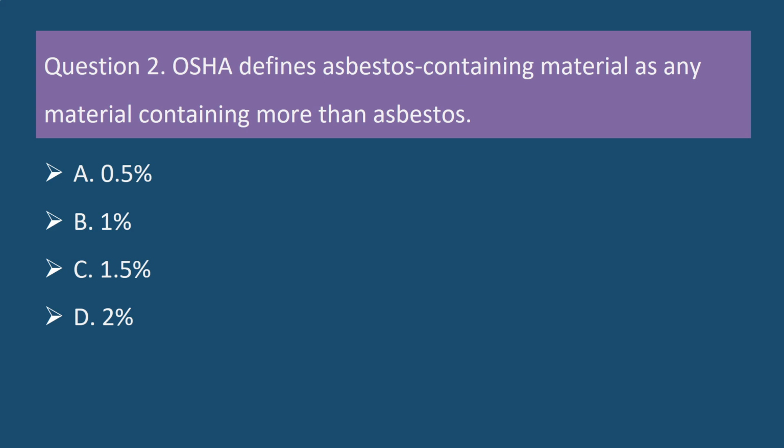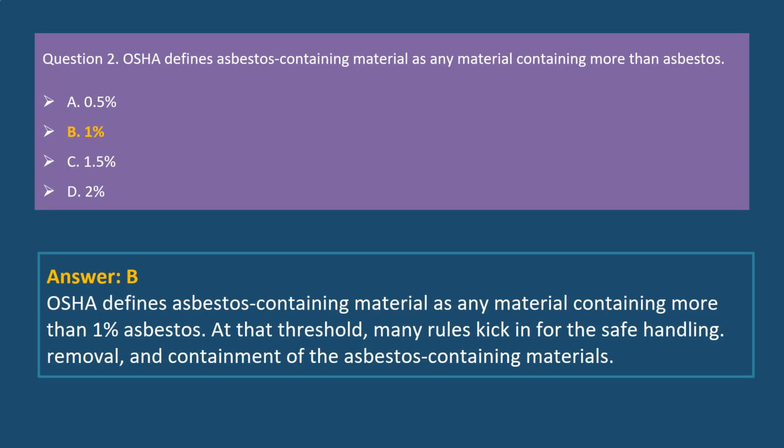Question 2. OSHA defines asbestos-containing material as any material containing more than blank asbestos. A. 0.5%. B. 1%. C. 1.5%. D. 2%. Answer: B. Explanation. OSHA defines asbestos-containing material as any material containing more than 1% asbestos. At that threshold, many rules kick in for the safe handling, removal, and containment of the asbestos-containing materials.